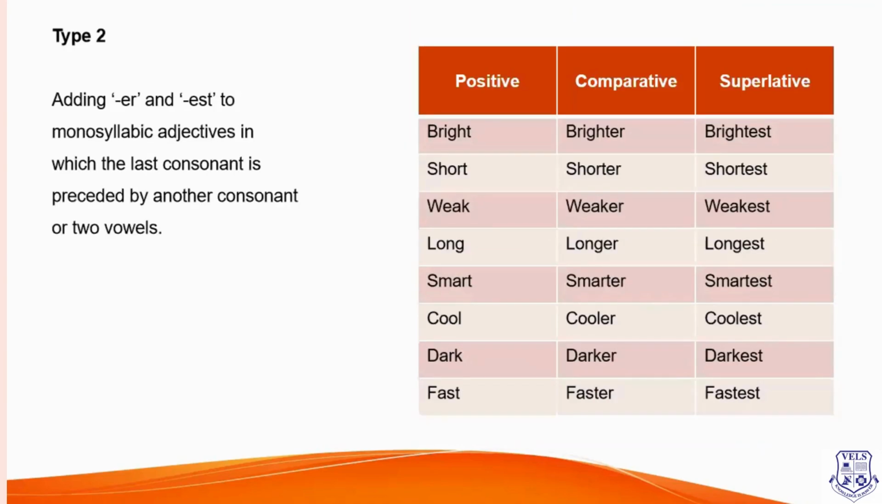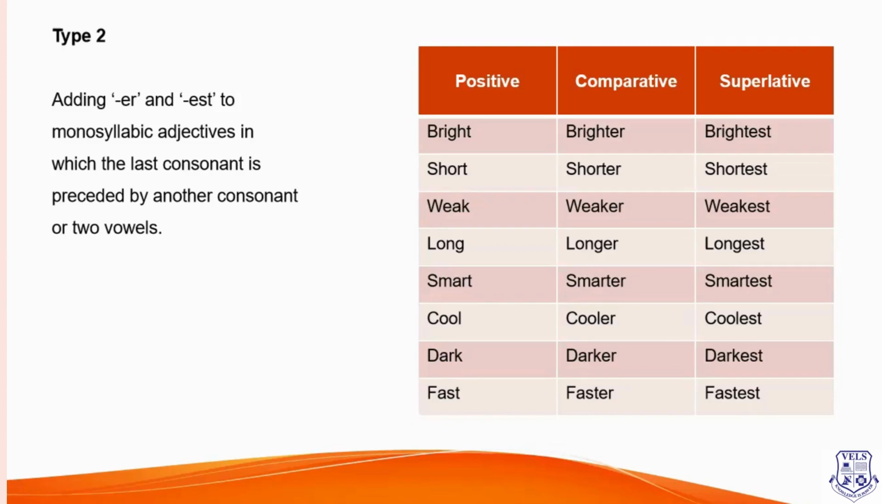The next type: adding ER and EST to the monosyllabic adjectives in which the last consonant is preceded by another consonant or two vowels. For example, bright changes into brighter and brightest by adding ER and EST. Short changes into shorter and shortest by just adding ER and EST. Weak changes into weaker and weakest by just adding ER and EST. It's because we have two vowels preceding the consonant.